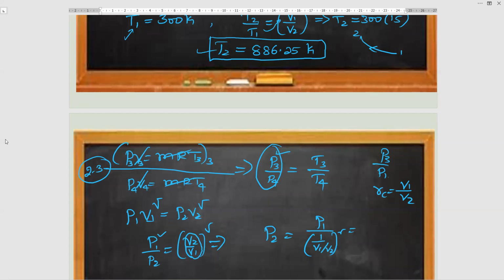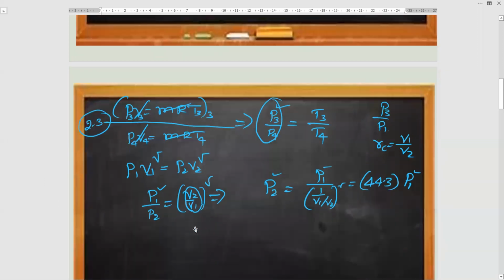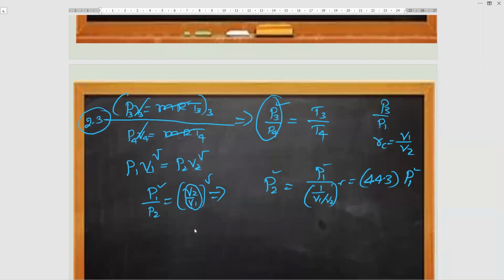Simplify this equation. I will get it as 44.3 P1, because I don't know P1 also. So I'm writing P2 in terms of P1. Once you write the equation for P2 by P1, apply one more process. The ideal gas equation at point 3 or at point 2. That is during the 2 to 3 process, my dear students. Try to understand 2 to 3.